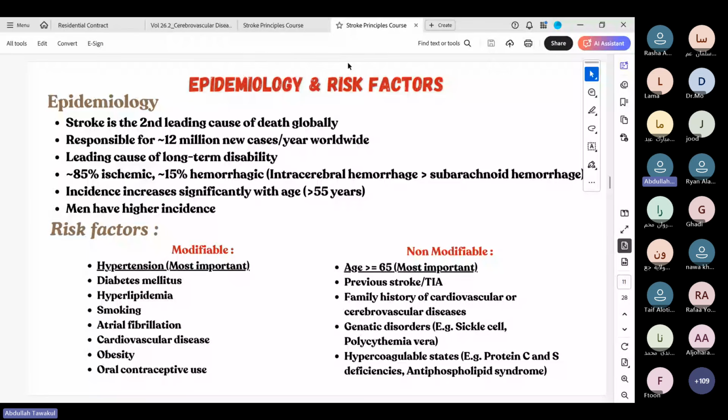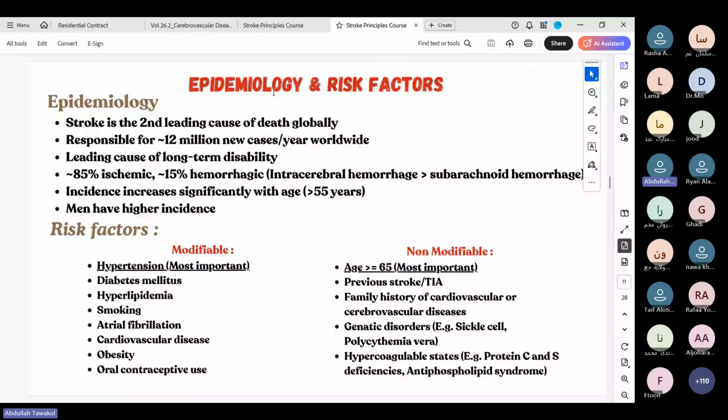Okay, so in terms of risk factors, we usually think about them as modifiable and non-modifiable. Non-modifiable can include age, because you cannot change age, your genetics, family history, the presence of an underlying blood disorder, whether it's because of genetic thrombophilia or acquired thrombophilia, such as cancer.